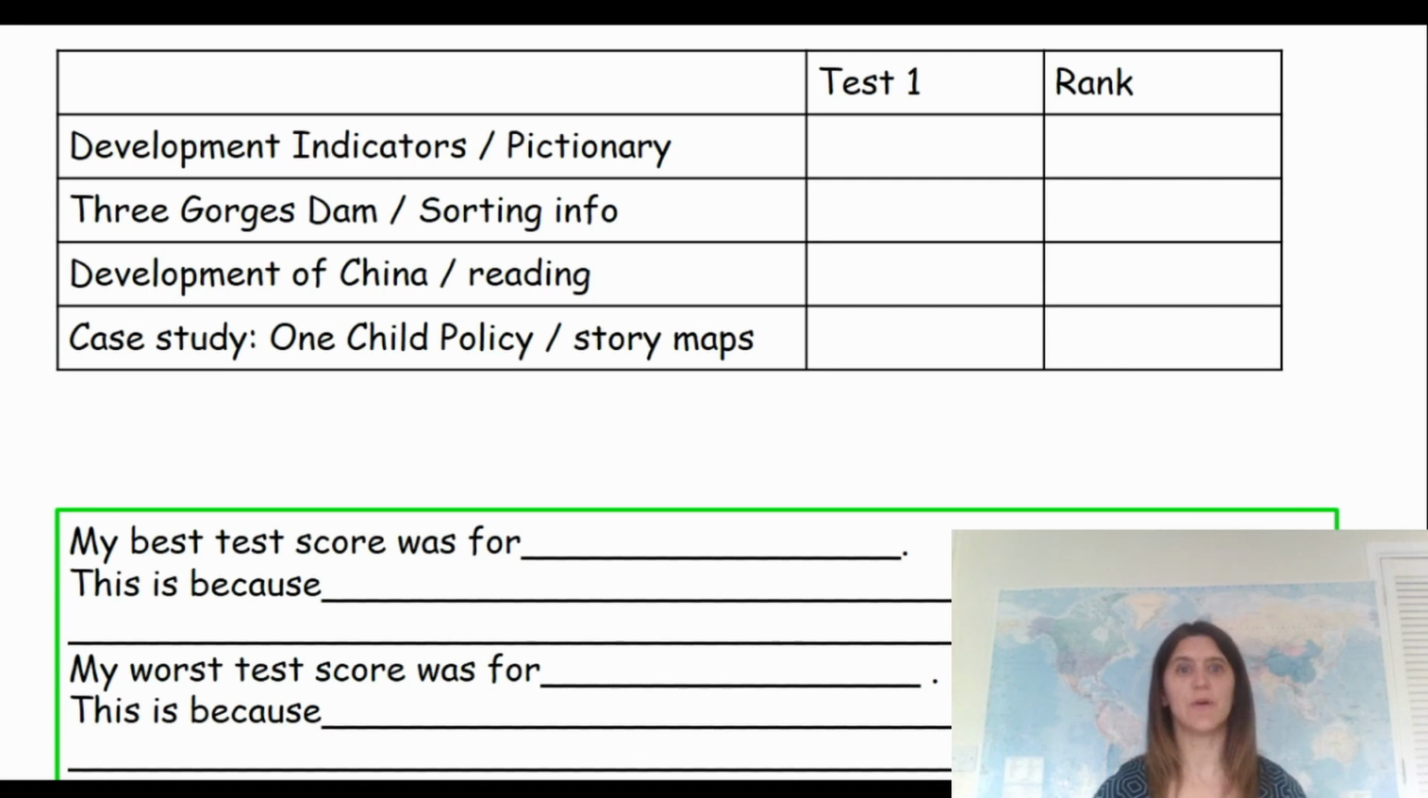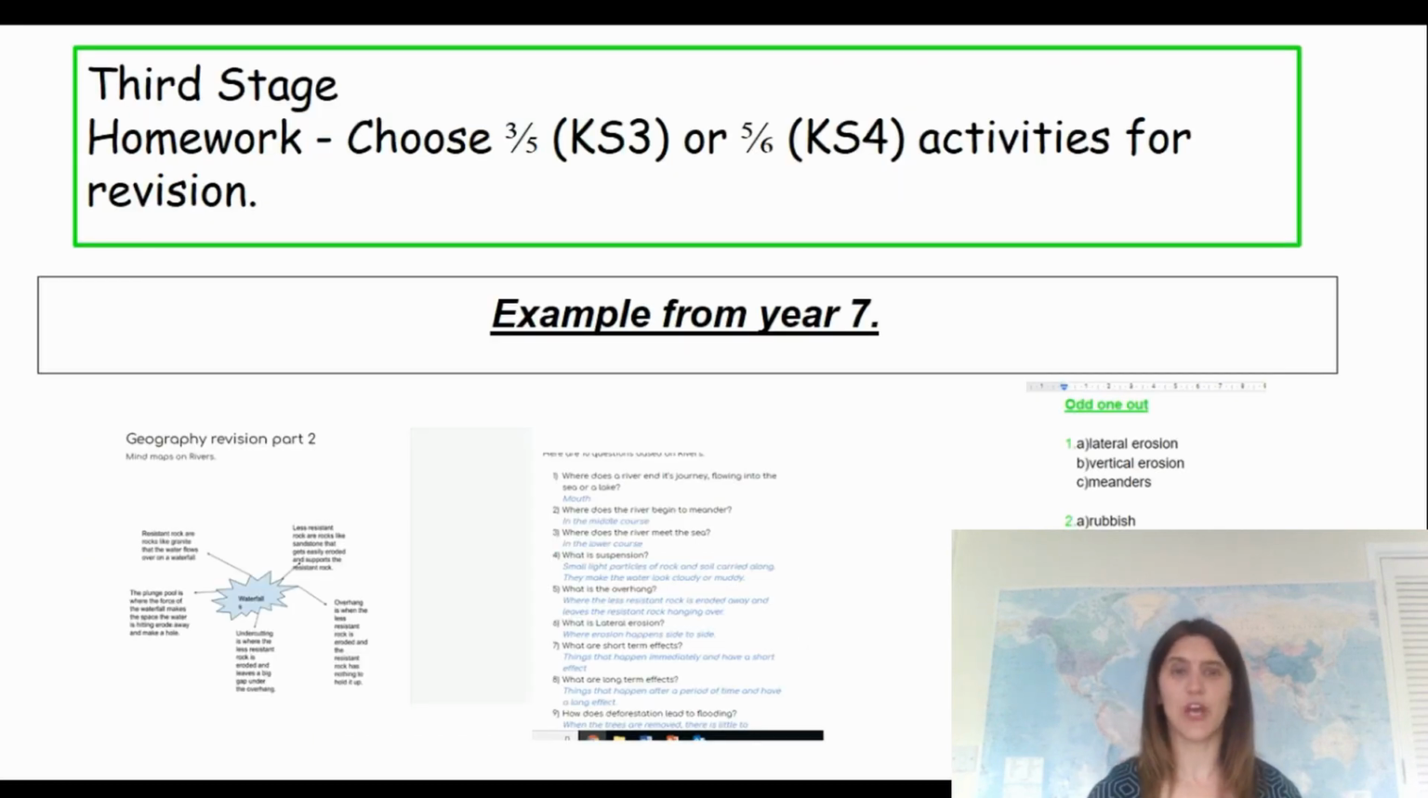For example, key words, for understanding landforms, for case studies. And we were able to talk about how we could change our revision depending on what we were revising. The second step was homework again. For Key Stage 3, they had to choose 3 out of 5 techniques and have a go at them. And for Key Stage 4, it was 5 out of 6 techniques for them to revise.